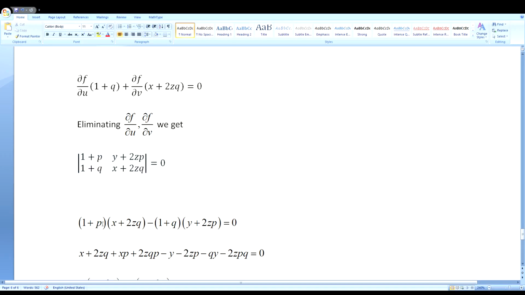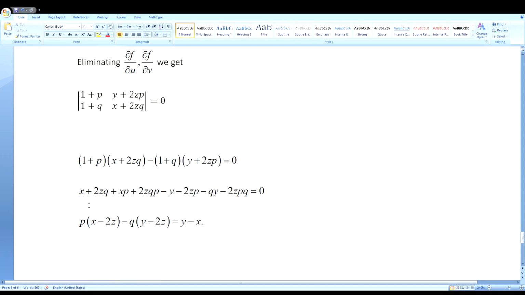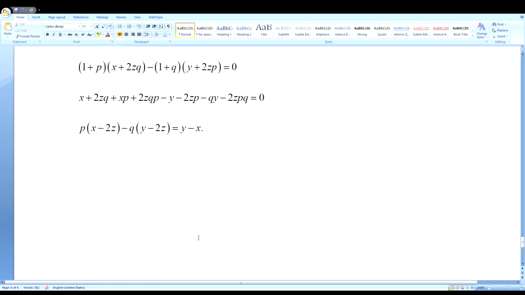Finding the determinant, (1 plus p) into (x plus 2zq) minus (1 plus q) into (y plus 2zp) equal to 0. Simplifying, we get x plus 2zq plus xp plus 2zpq minus y minus 2zp minus qy minus 2zpq equal to 0. 2zpq gets cancelled and we get p into (x minus 2z) minus q into (y minus 2z) equal to y minus x. This is the required partial differential equation.